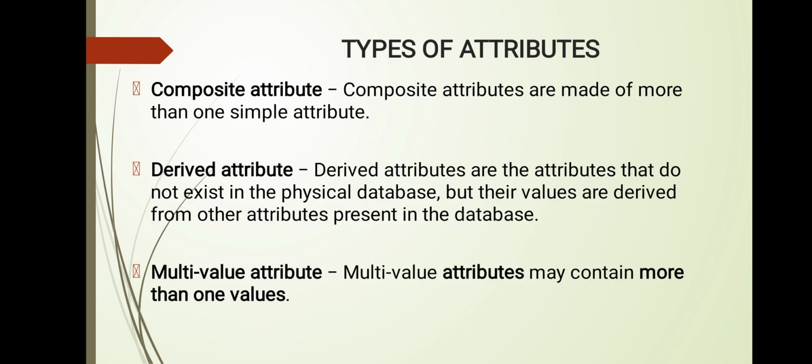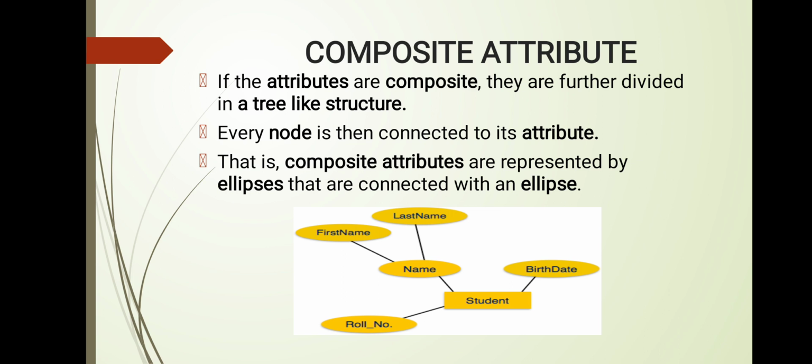There are three types of attributes: composite attributes, derived attributes and multi-valued attributes. First one is composite attribute. Composite attributes are made of more than one simple attributes. Every node is then connected to its attribute and it is divided in a tree-like structure. For example, a student's complete name may have first name and last name. Composite attributes are represented by ellipses that are connected with an ellipse. In this diagram, the ellipses are composite attributes.